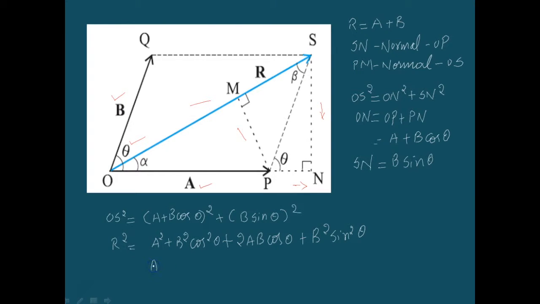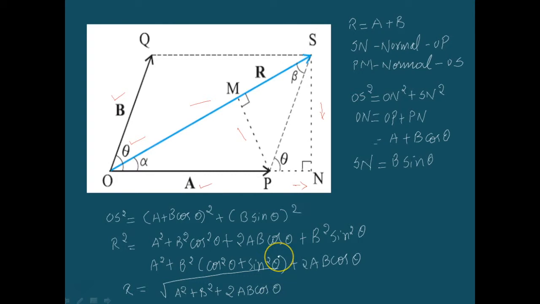And if you take B square common, we get A square plus B square times cos square theta plus sin square theta, plus 2AB cos theta. And we can write the resultant vector R as the square root of A square plus B square plus 2AB cos theta, because cos square theta plus sin square theta is 1. So this is the magnitude of the resultant vector.